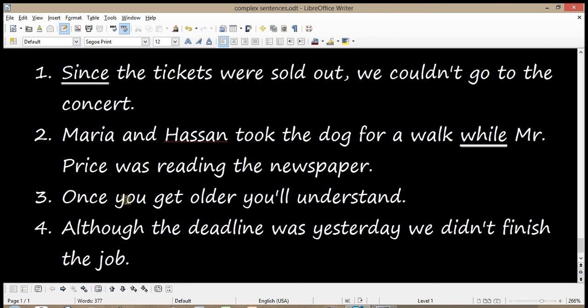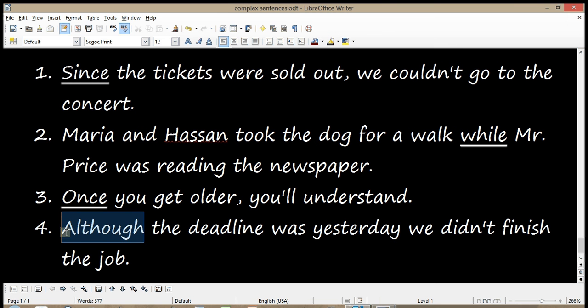Once you get older, you'll understand. Okay, once is our subordinating conjunction. So we know that that first clause is our dependent clause. And we put our comma right there. Although the deadline was yesterday, we didn't finish the job. Although is our subordinating conjunction, and we need a comma right there.